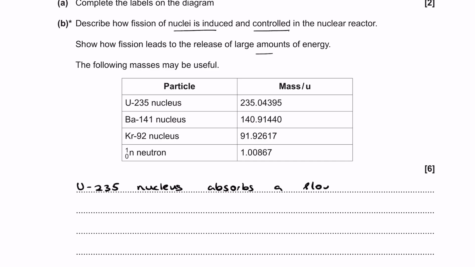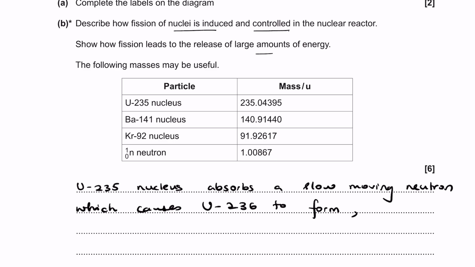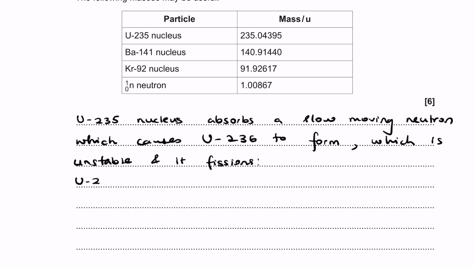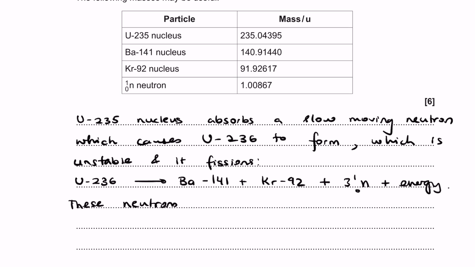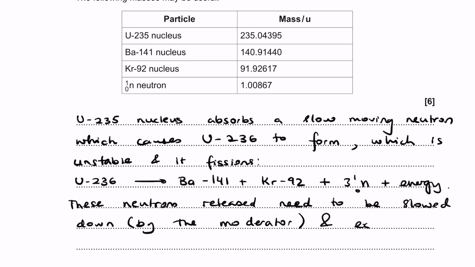So we know that a uranium-235 nucleus absorbs a slow-moving neutron, which causes uranium-236 to form, and that's unstable, and it basically fissions. It fissions to form barium-141 and krypton-92, and that would release 3 neutrons because a neutron has a relative mass of 1. And of course it releases energy. So these neutrons released need to be slowed down, which is done by the moderator, and excess of them will be absorbed by the control rods for further chain reactions to occur in a controlled manner.